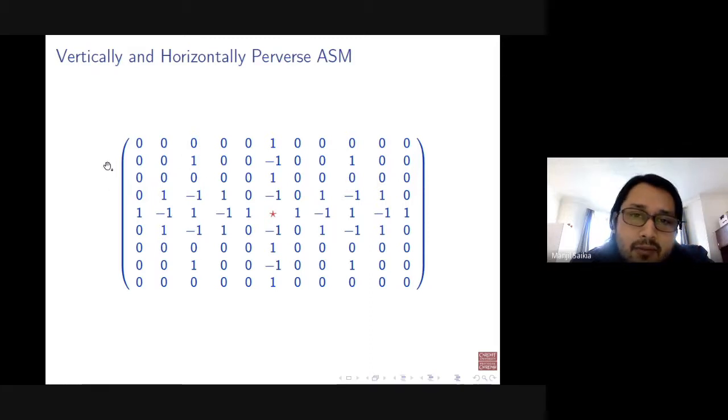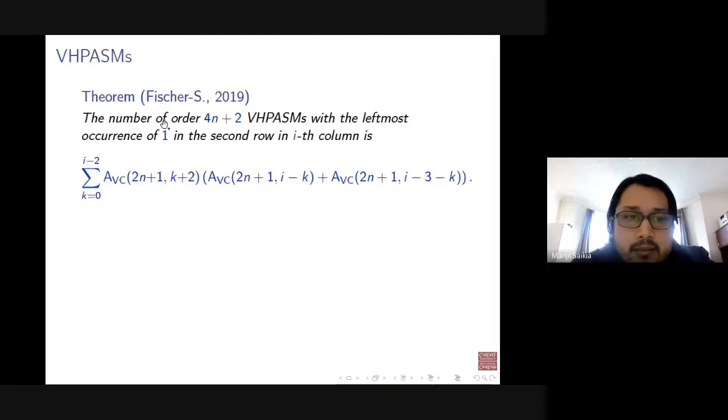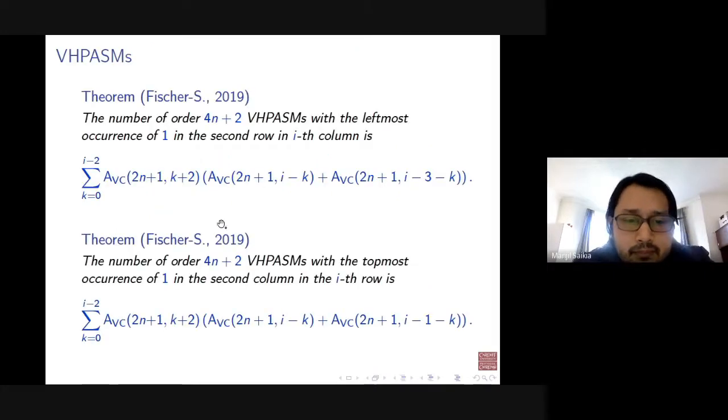And since the number of rows and number of columns are different, you could ask the same question for the row for the second column now. That is, how many vertically and horizontally symmetric ASMs occur where you fix the position of the 1 in the second column. And we have formulas for both of them. So these are easier than the last generating function that I showed you.